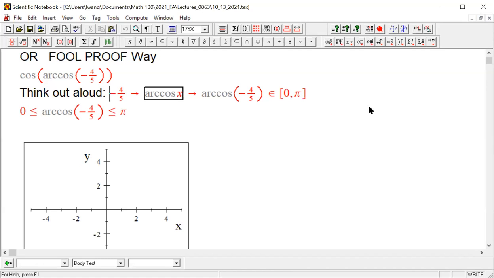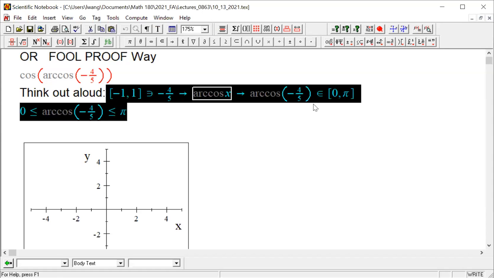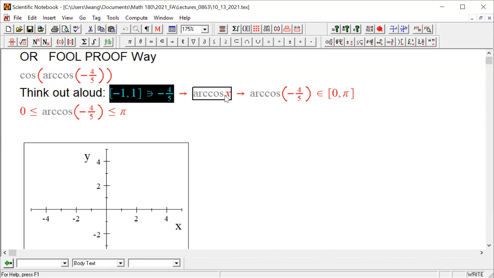The angle is about 143 degrees. It is between 0 and pi. Okay, thank you, but we don't want to deal with that. The input is from -1 to +1. So these are the two basic things we know. Where did we see these two basic things?